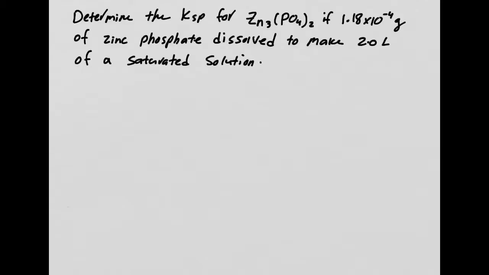Okay, so here is our next problem. When you read this problem, I ask you to figure out the Ksp if that much is dissolved to make a 2.0 liter saturated solution. Again, what's a saturated solution? You already know this. Saturated solution means the maximum amount of solid is dissolved. As much as it could possibly dissolve has dissolved, and we cannot dissolve any more. That's a saturated solution.